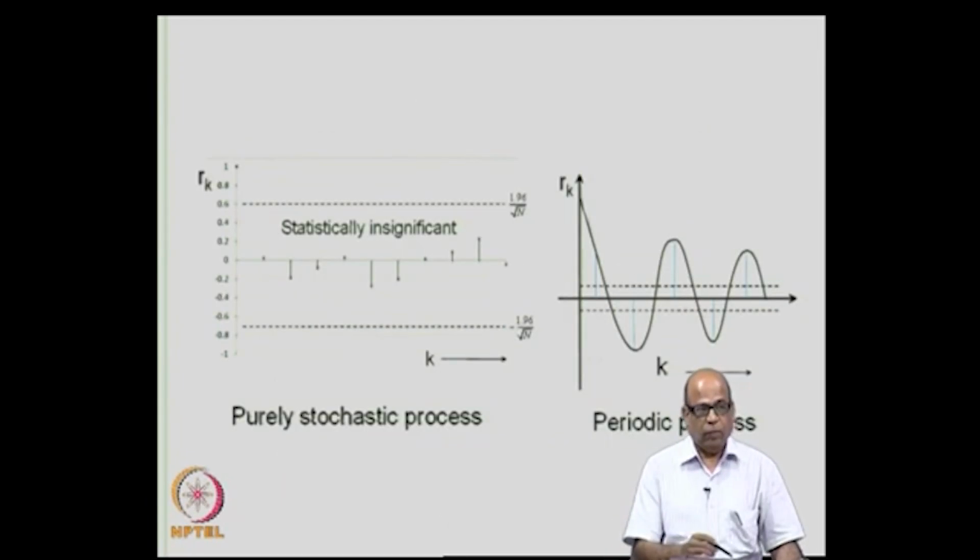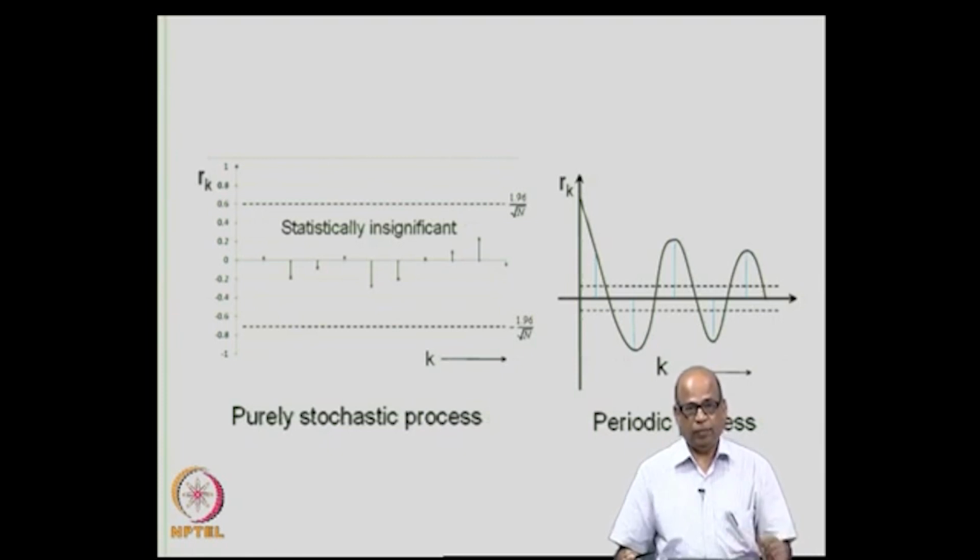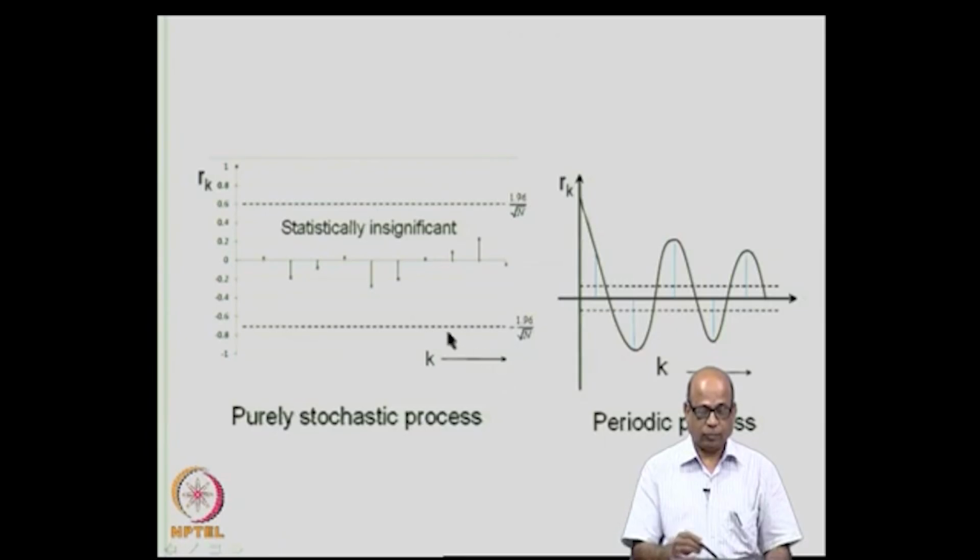As we just saw, if we have a purely stochastic process, then all the correlations apart from at lag 0 must be statistically insignificant. So, if you have a sequence of observed flows and you compute the rho k's, or you estimate the r k's, and then observe that all the r k's are lying within this band, then they are all statistically insignificant and therefore, it indicates a purely stochastic process.